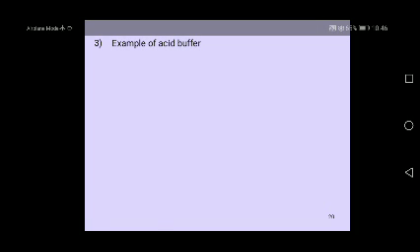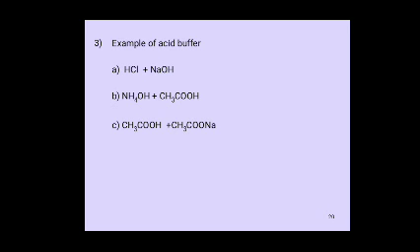Now, example of acidic buffer. Options: A, HCl plus NaOH; B, ammonium hydroxide plus CH3COOH; C, CH3COOH plus CH3COONa; D, ammonium hydroxide and ammonium chloride.